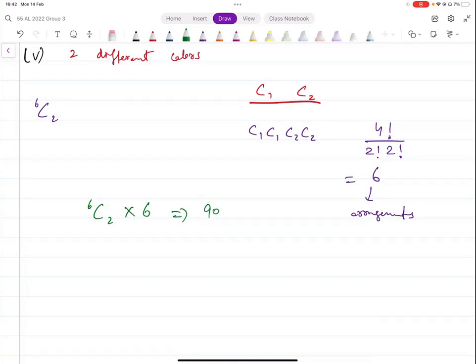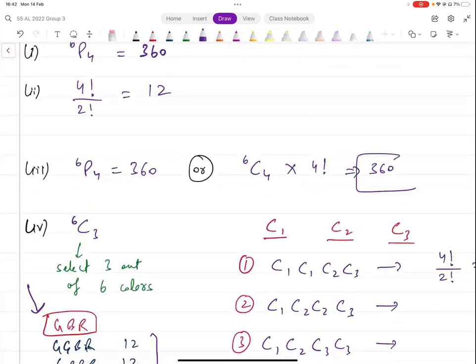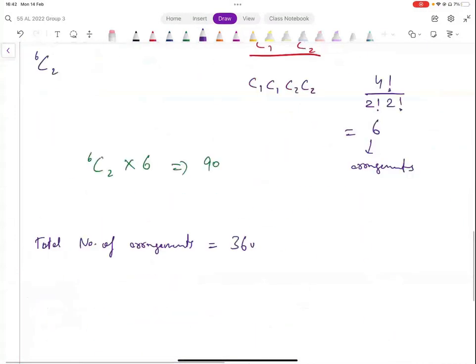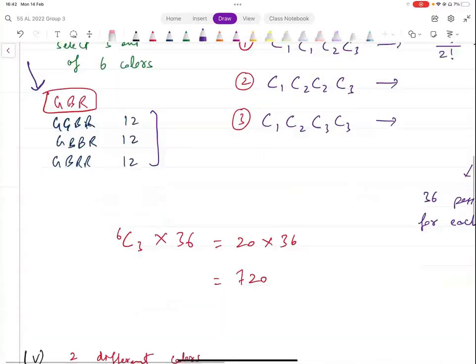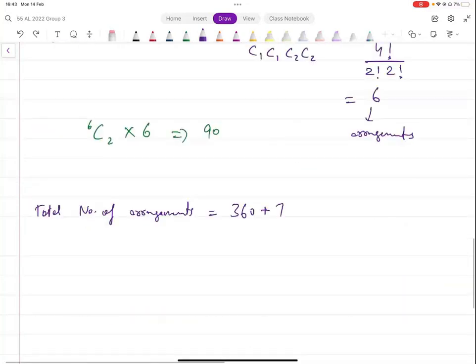So what is the total number of cases? You can just add all of them up now. Total number of arrangements. We found the arrangements when, in case you have four different colors, they were 360. Found them earlier. We found the number of arrangements in case we had three different colors. That was 720. And then finally, we've got 90 here. We add all of them up, and that gives us the total number of possible arrangements.